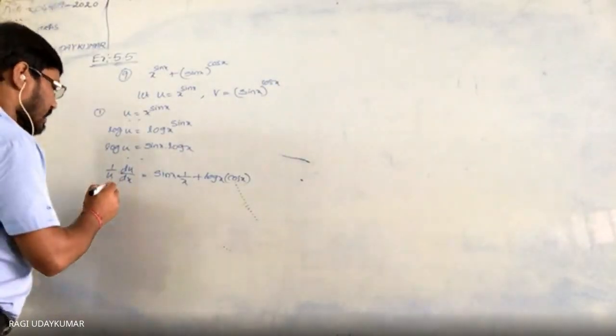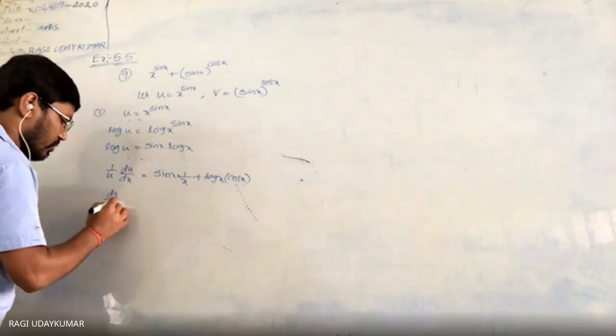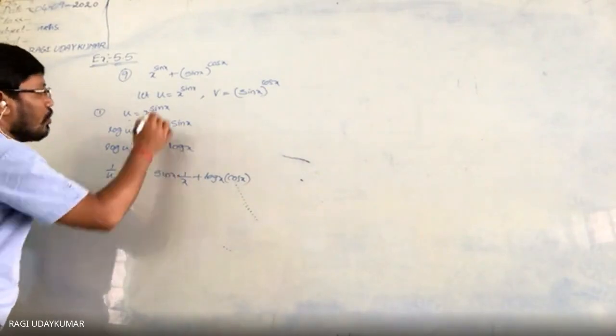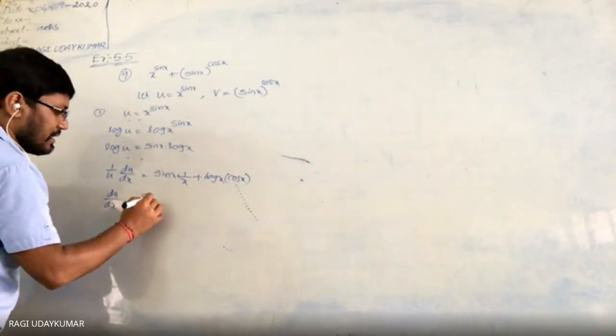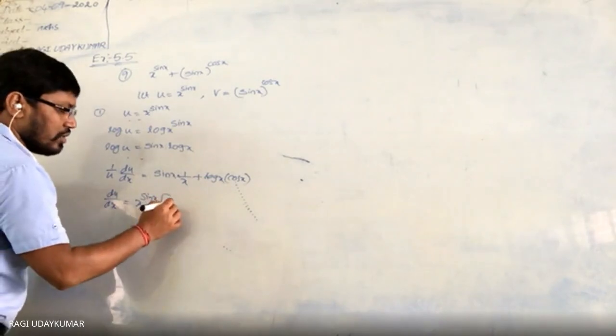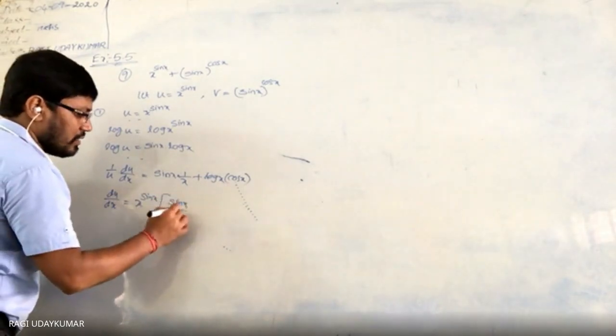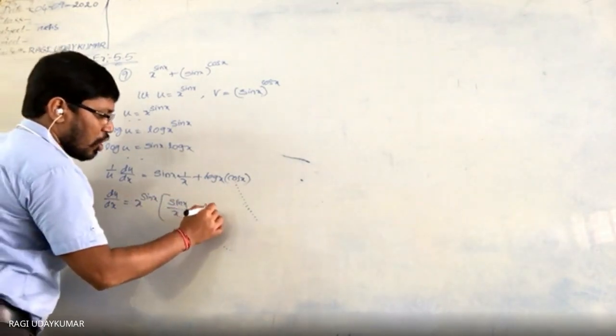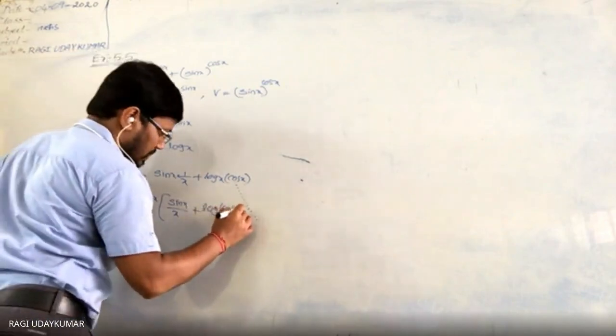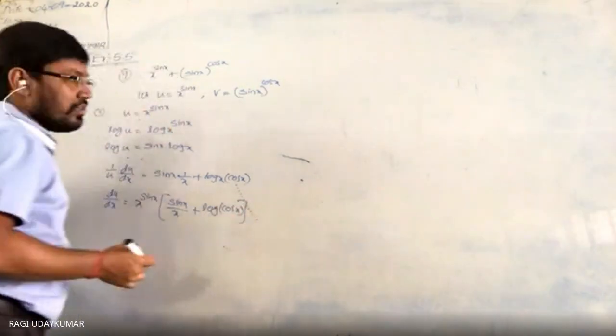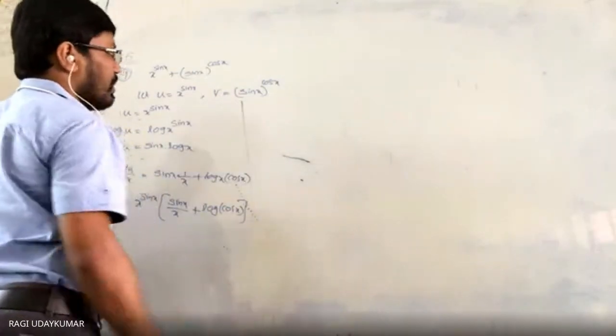So now what do you get here? du by dx equals u, where u is x power sin x, into sin x by x plus log x cos x. Keep it like this. In the same way, do the second part v.